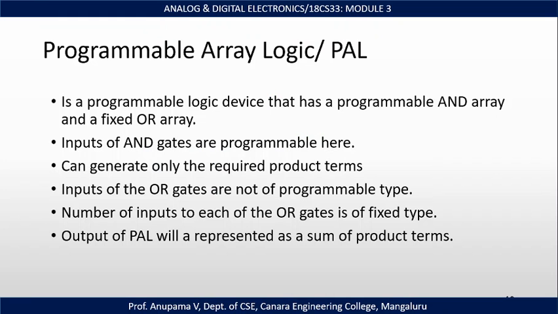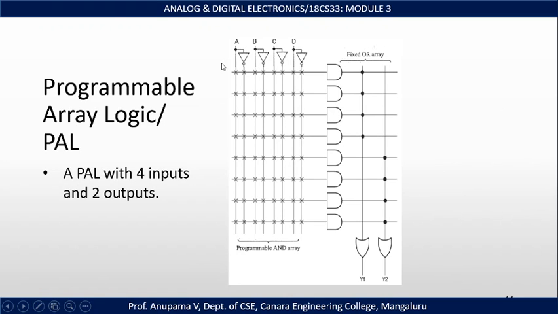Now let us see what a programmable array logic, or PAL device, is. A PAL device is a programmable logic device that has a programmable AND array and a fixed OR array. This is the structure of a PAL with 4 inputs and 2 outputs. Here, the X mark indicates that the connections are programmable and the solid bullet indicates that they are fixed. Here you can see the AND array is programmable and the OR array is fixed.